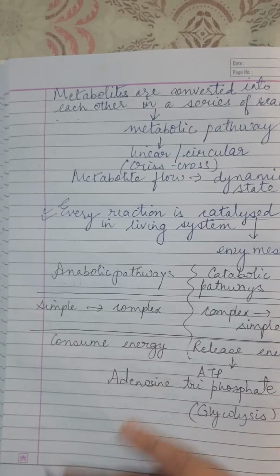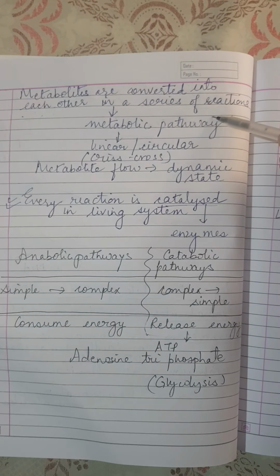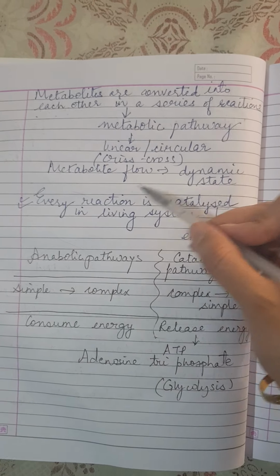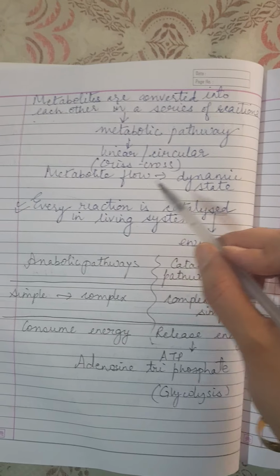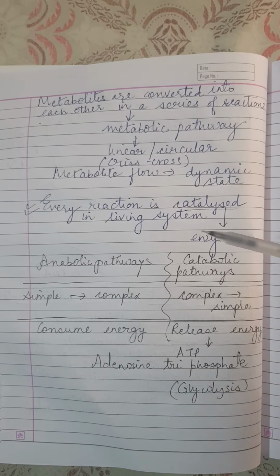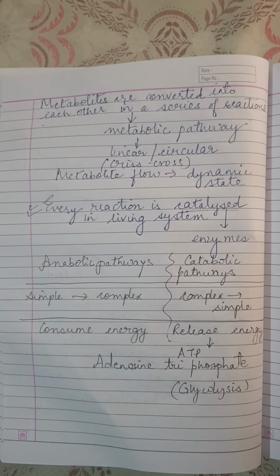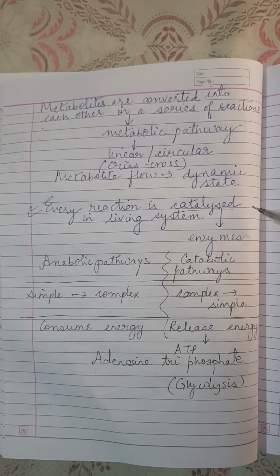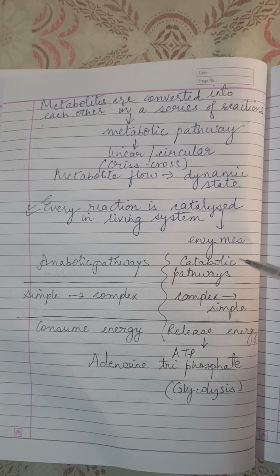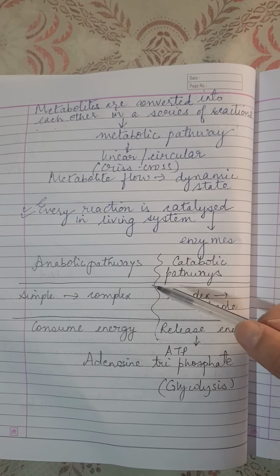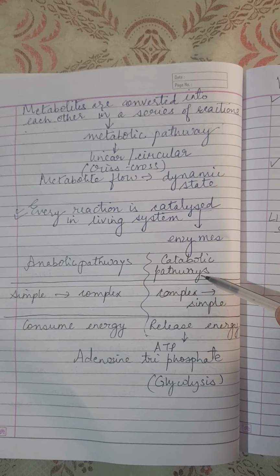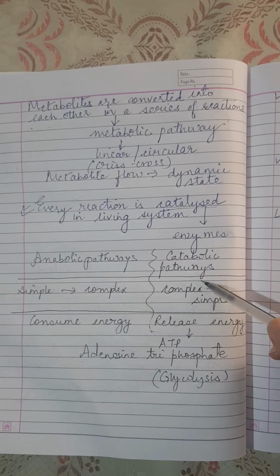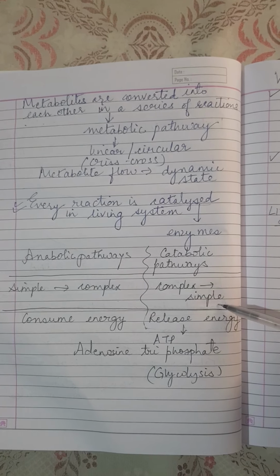It is a flux. So these metabolites are converted into each other with a series of reactions called a metabolic pathway, which can be linear, circular or crisscross. It can be converted into a variety of metabolites which are linked in different pathways. So this flow is in a dynamic state. And every reaction in the body is catalyzed in the living system with the help of enzymes. Now coming to two types of pathways, anabolic and catabolic. Anabolic, in which simple molecules convert into complex, and catabolic, where complex degrades into simple molecules.